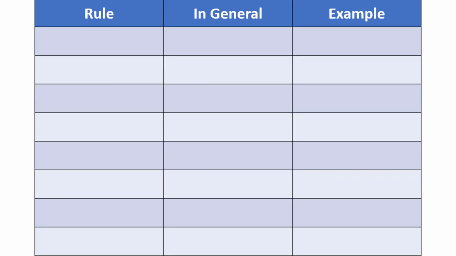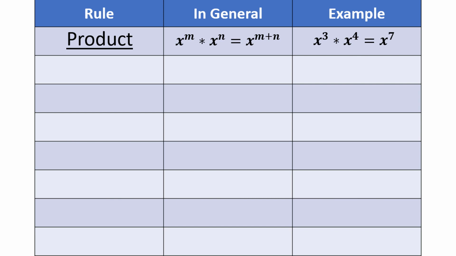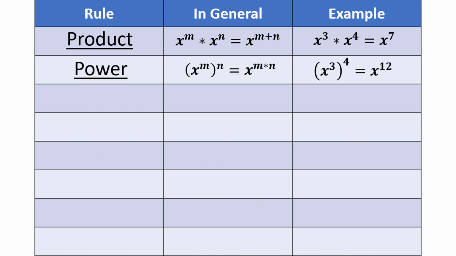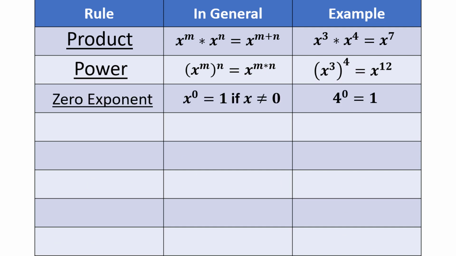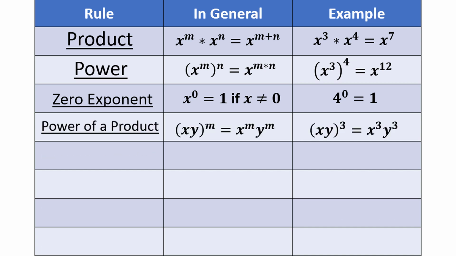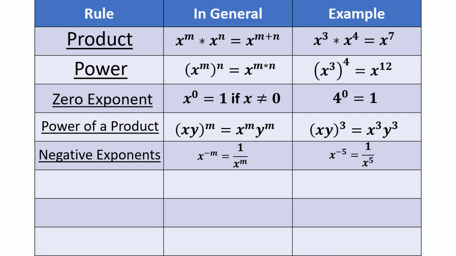I'd like to just quickly summarize all the properties of exponents we have discussed in this video, and in the previous video. The product rule states that if two terms with the same base are multiplied, their powers can be added. The power rule states that if an exponent is raised to a power, the exponent and the power can be multiplied. The zero exponent property states that any non-zero value raised to the zero power is equal to 1. The power of a product rule allows us to distribute that power to each term that is being multiplied together. For negative exponents, we can bring them from the numerator to the denominator or vice versa.